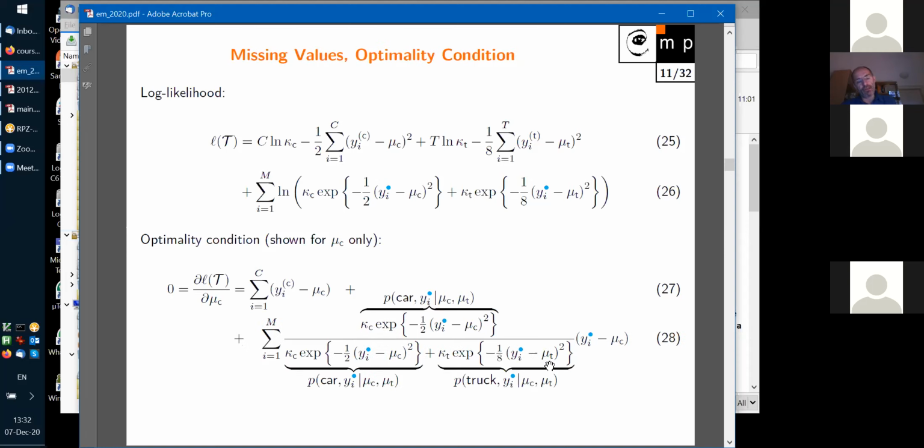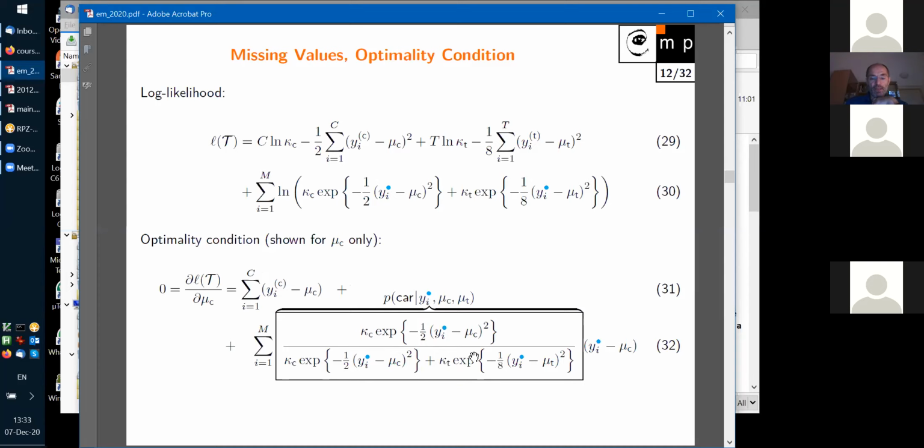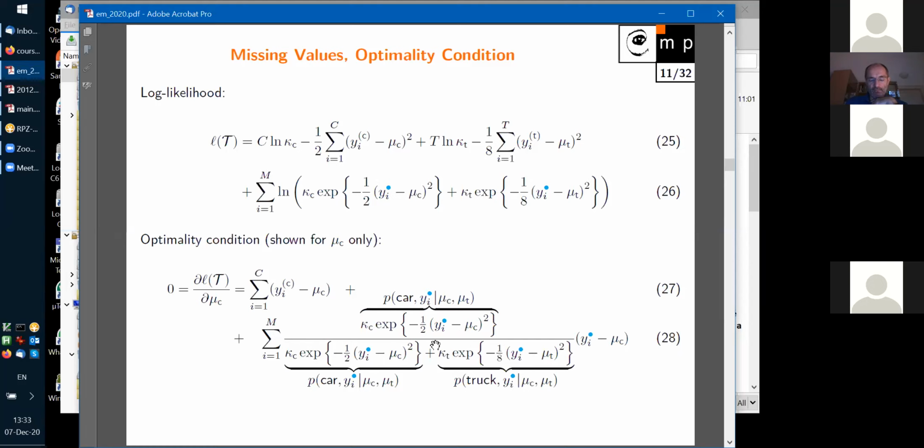And if we look, maybe we can interpret these quantities. In the numerator, we actually have the probability of a car given mu c, mu t for that measurement. These two are the probability of car given measurement plus the probability of truck given measurement. And if you put these two together, this is the probability of yi, because it can be either car or truck. So, maybe there are two steps here. So this is yi.